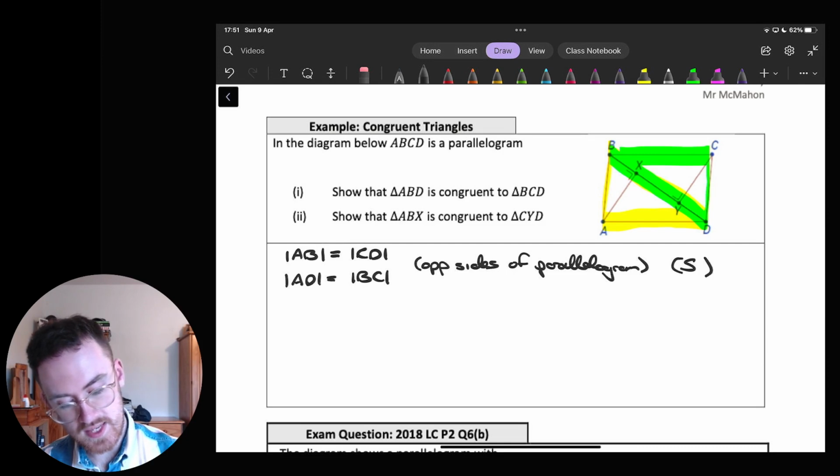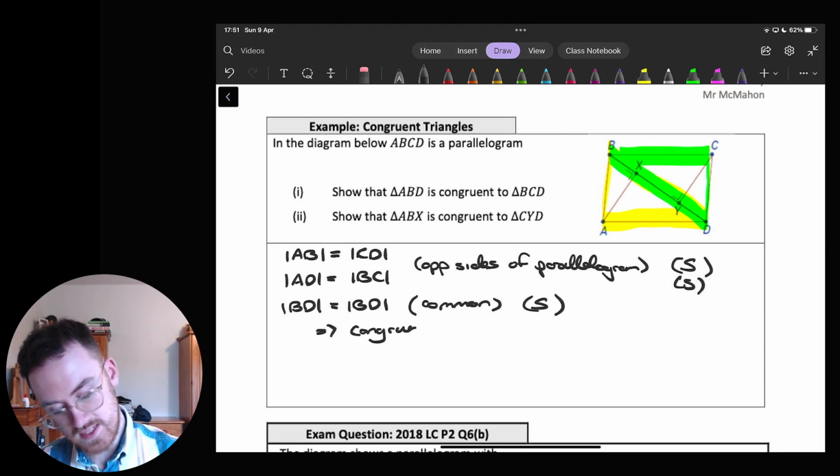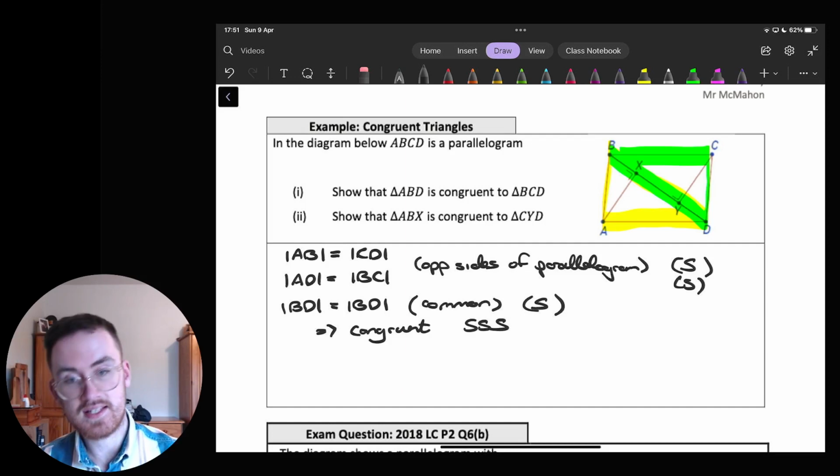Okay, so they're both sides. And lastly, BD is obviously equal to BD, and that is a common side. That's common to both of them, and that's another side. So therefore, they're congruent, and our reasoning, the rule that we've used, is side, side, side. All the sides are the same, so they have to be congruent.